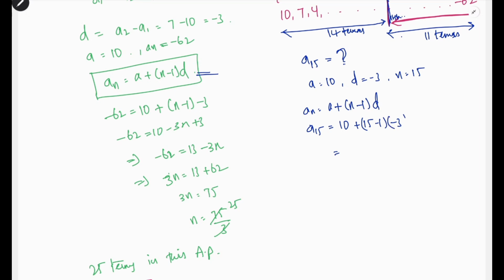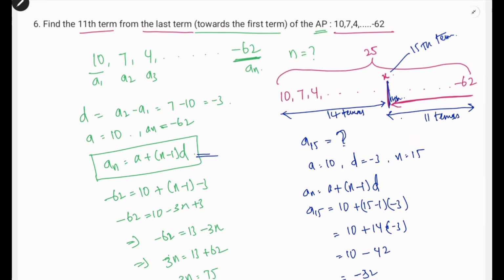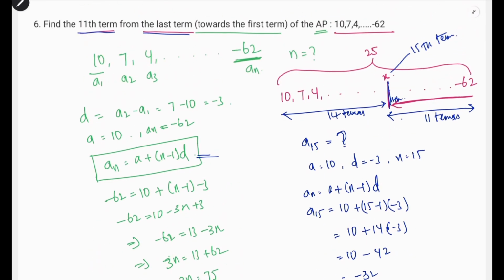Okay, it is 10 plus 14 into minus 3. It is 10 minus 42. Okay, it is minus 32. So the 15th term, okay, it is minus 32. Therefore required number is minus 32. Okay, now minus 32 is the 11th term from the last.